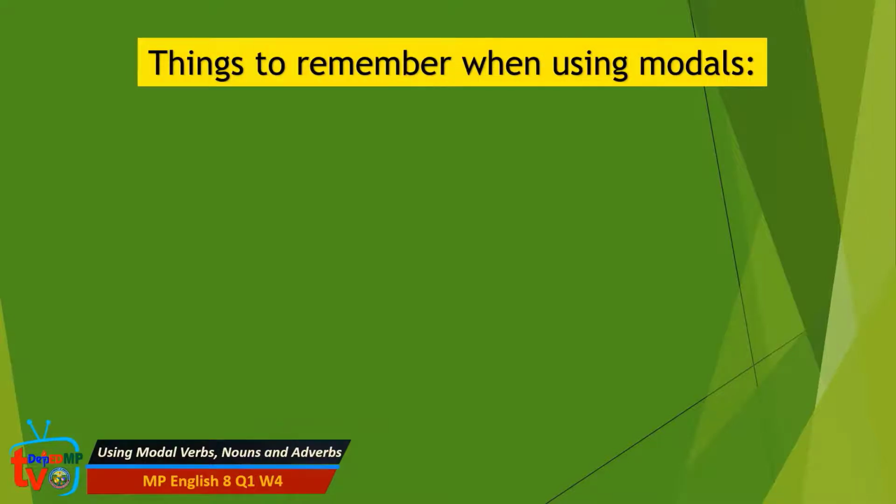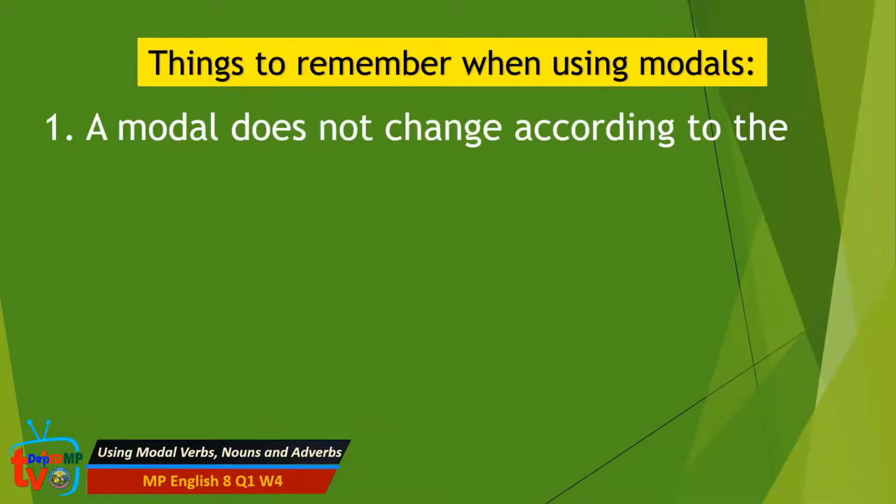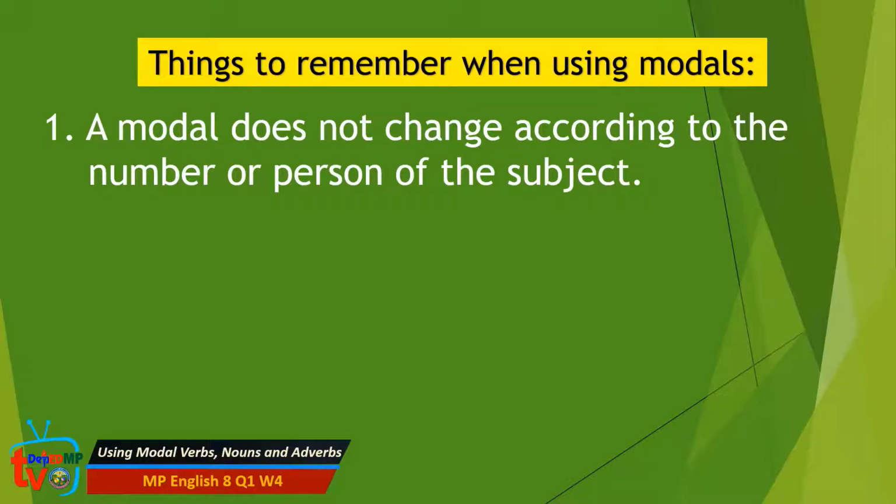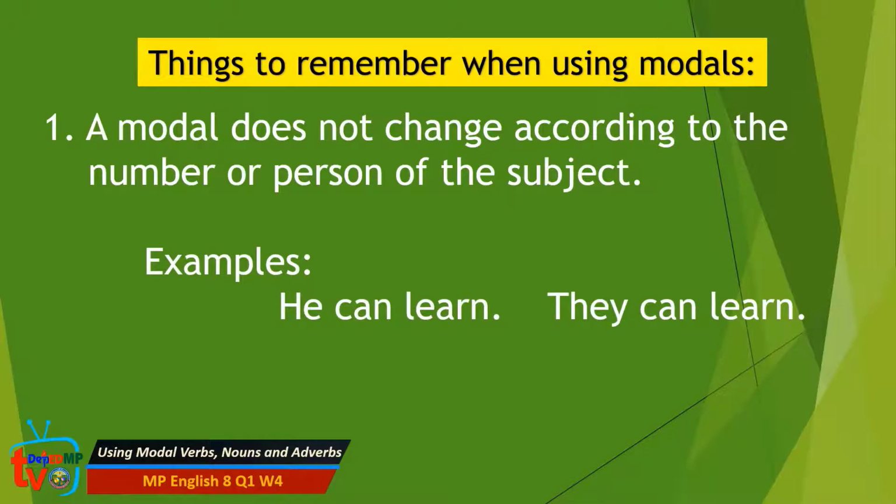Here are some things that you should remember when using modals. Number 1. A modal does not change according to the number or person of the subject. Examples: he can learn, they can learn, I can learn, you can learn. Now, let us try to look at the subjects. He can learn, the subject is he, I can learn, the subject is I, they can learn, the subject is they, and you can learn, the subject is you. Whether singular or plural, the word can does not change.